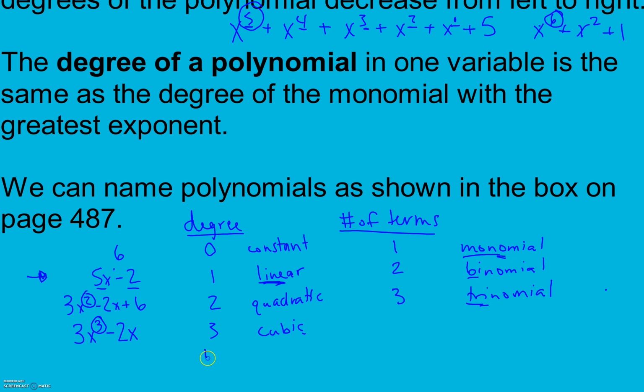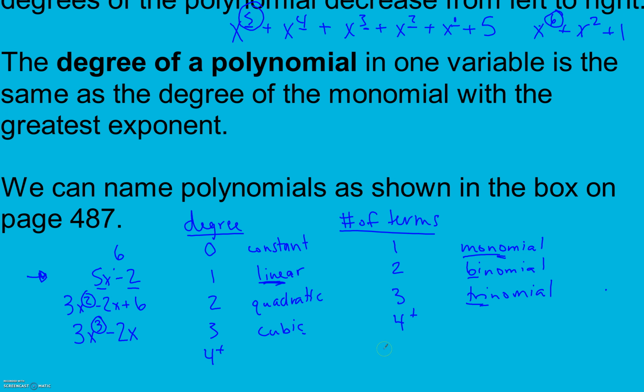If we have anything more, so four plus, we would just say fourth degree, fifth degree, seventh degree. And if we have any more than four terms, we just say polynomial of four terms, polynomial of eight terms, things like that. So again, make sure they're in standard form, and then go from here.